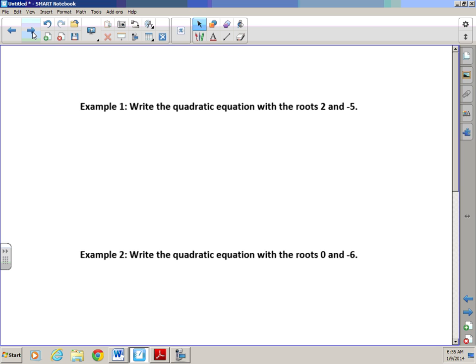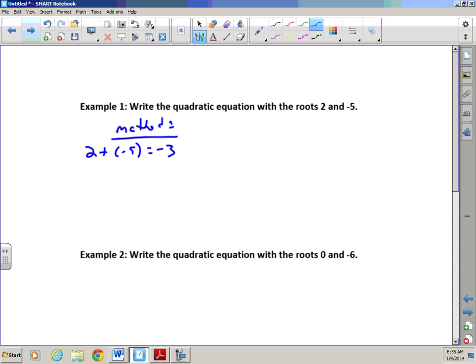We want to write the quadratic equation given these roots. So let's do method 1 here first. I add the 2, 2 plus negative 5 and get negative 3. I multiply the 2, get negative 10. And then this is where you got to be careful, because your answer is x squared plus 3x minus 10 equals 0.